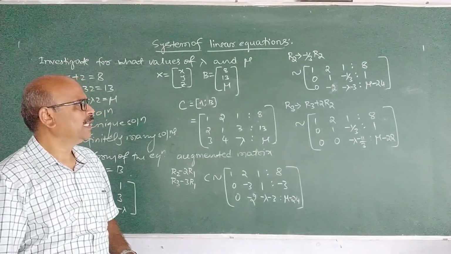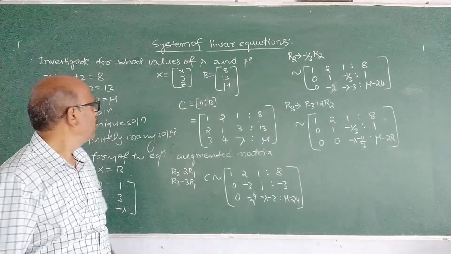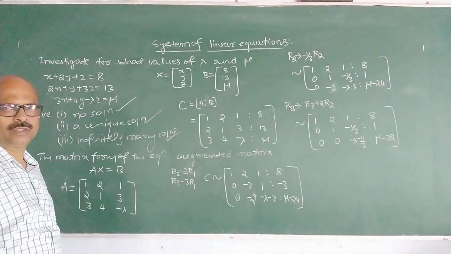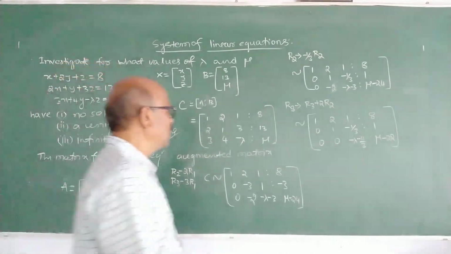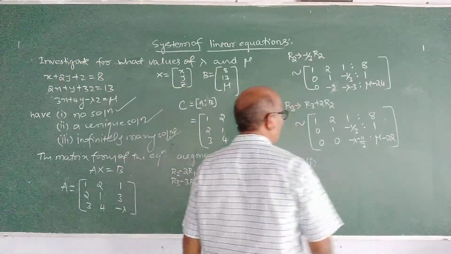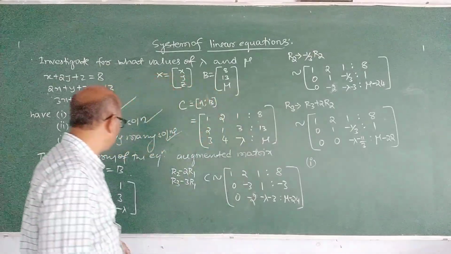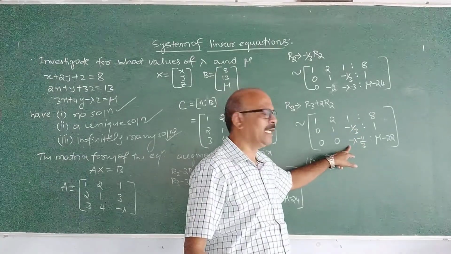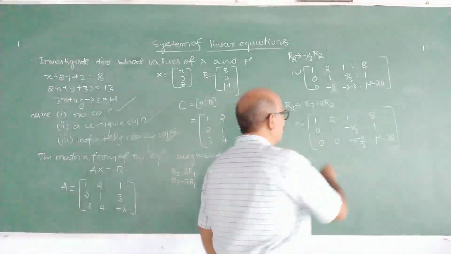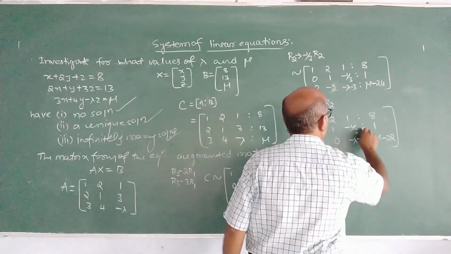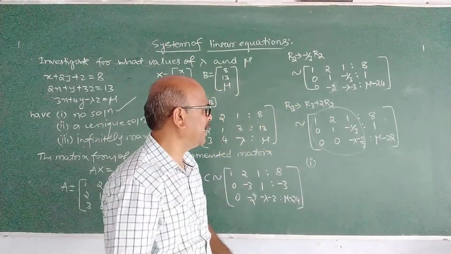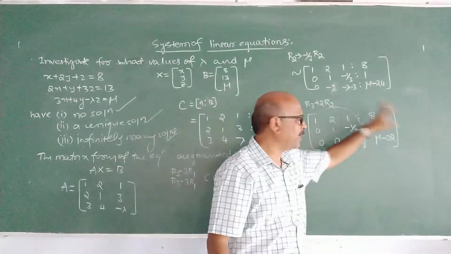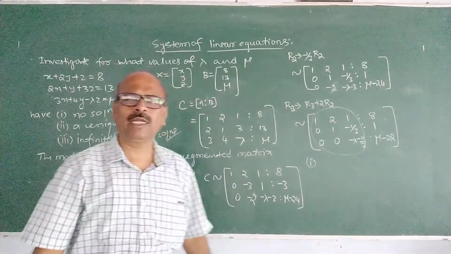Now we investigate the values of lambda and mu for which the equation has no solution, unique solution, and infinity of solutions. See, the first advantage of this is we can obtain the rank of the coefficient matrix as well as the augmented matrix here. Coefficient means you have to refer only this. For the rank of the coefficient matrix, you have to refer only this. This is the coefficient matrix. And if you refer to the complete one, that becomes the augmented matrix.